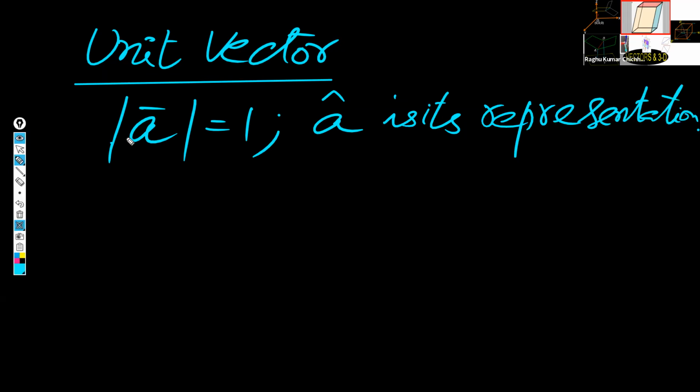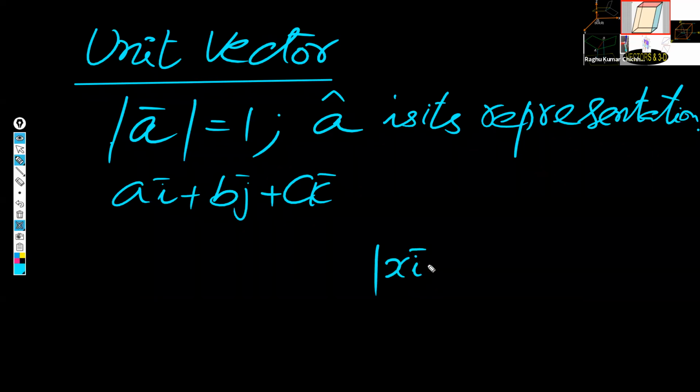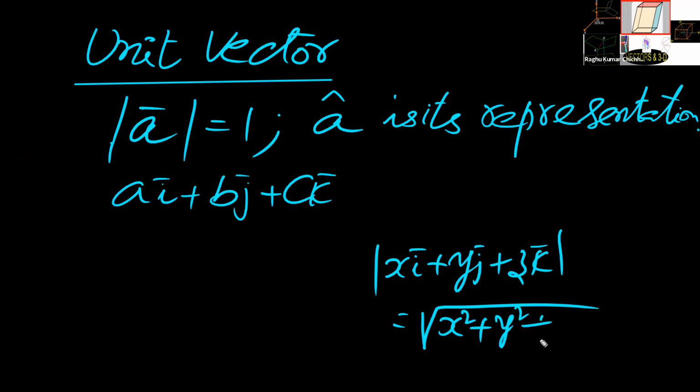Okay, now you are given a vector. For example, you are given something like A i bar plus B j bar plus C k bar. You want to convert this vector into a unit vector, then its magnitude must be 1. But before that, how do we define the magnitude? Magnitude of any vector, for example, modulus of x i plus y j plus z k, is nothing but root over x squared plus y squared plus z squared.